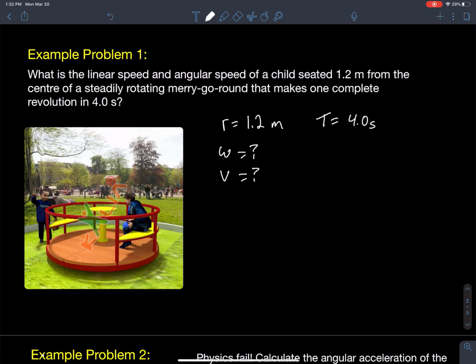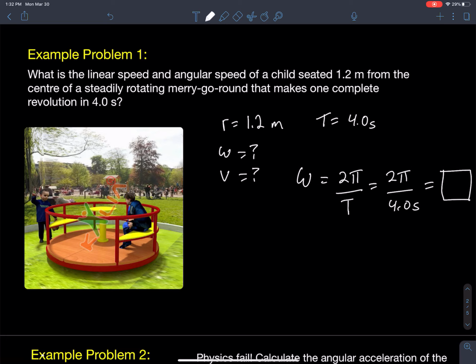I want to use my knowledge of angular speeds to do this. So remember, angular speed is equal to 2 pi divided by the period, which is going to be 2 pi divided by 4.0 seconds. That should give me the answer. Unfortunately, I don't have my calculator with me. I don't have time to calculate that, but that's how I would calculate my angular velocity.